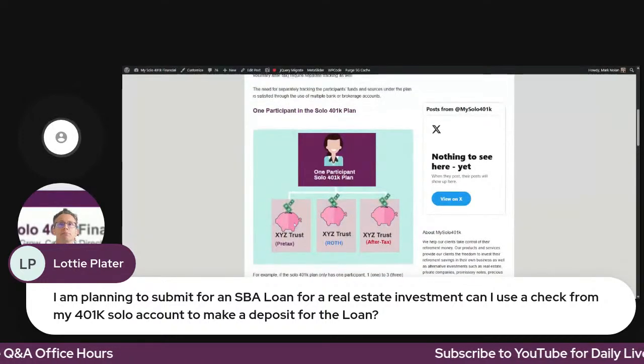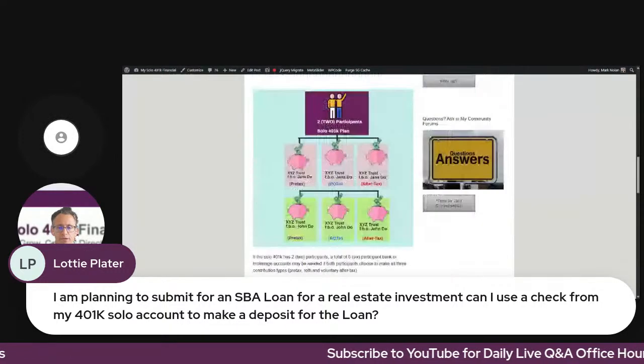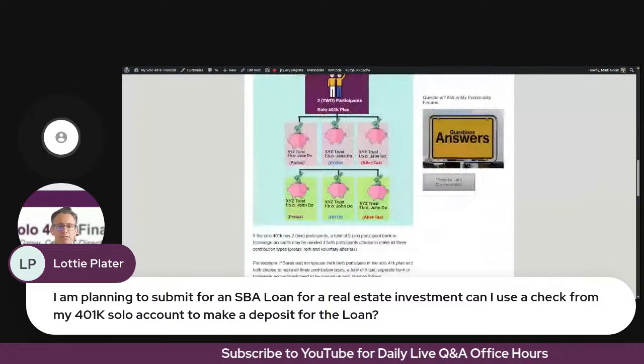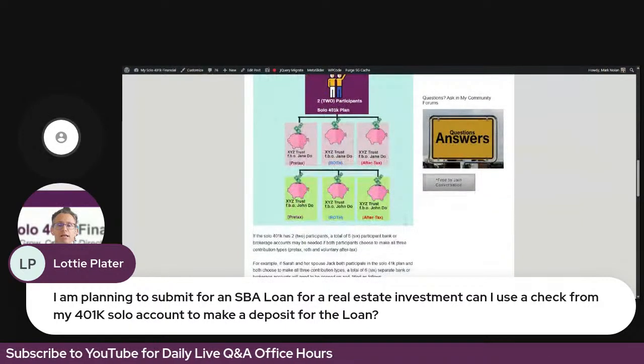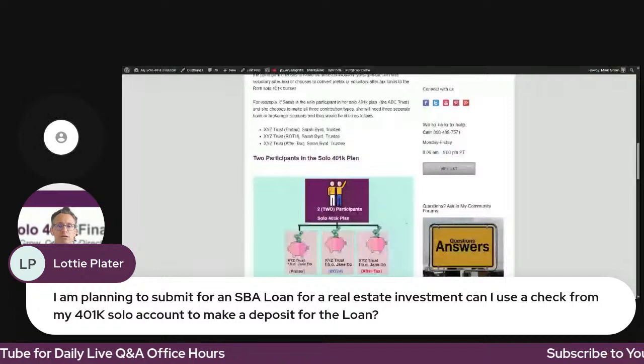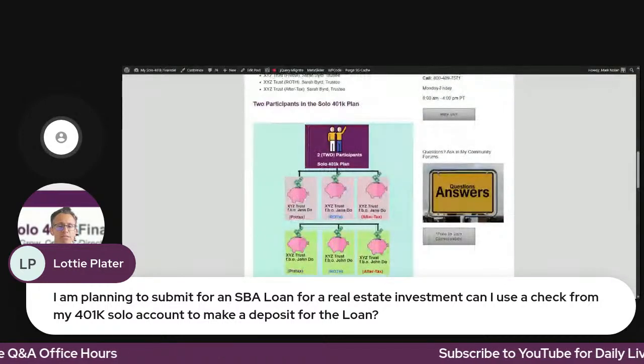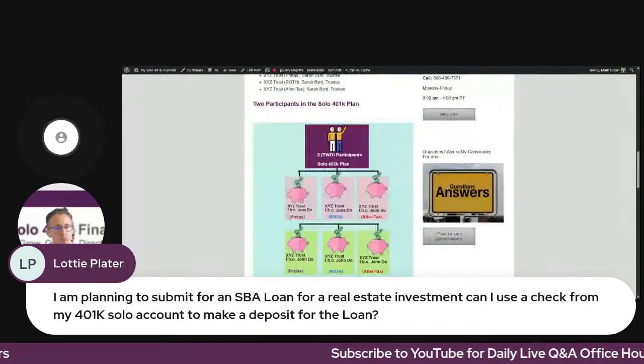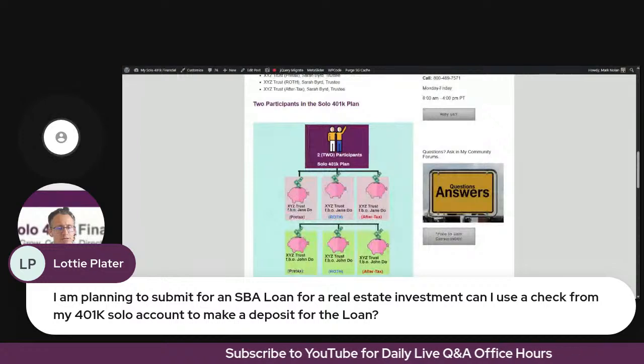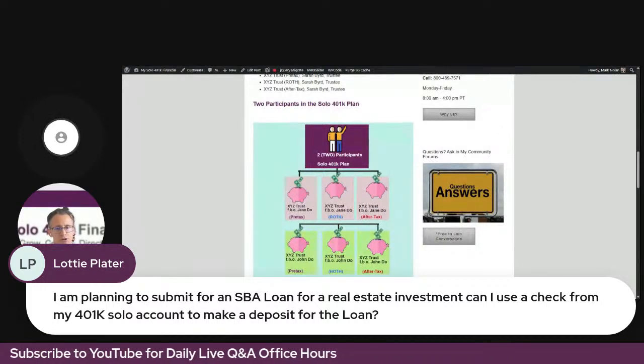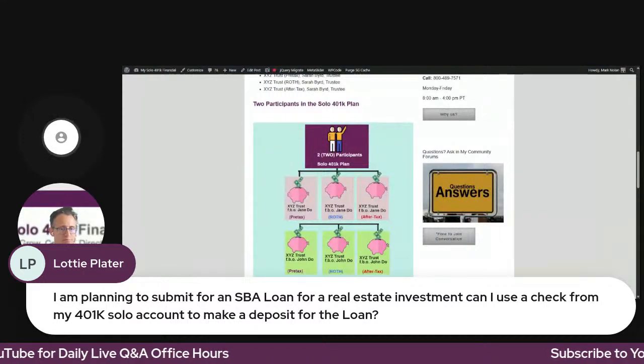So here's an example of a two-participant plan where both spouses are self-employed in the same business, let's say an LLC or an S corporation. So the plan would be set up for the business. Both spouses would work in the same business, so each of them would have separate holding accounts under that solo 401k plan to hold their respective funds and sources.